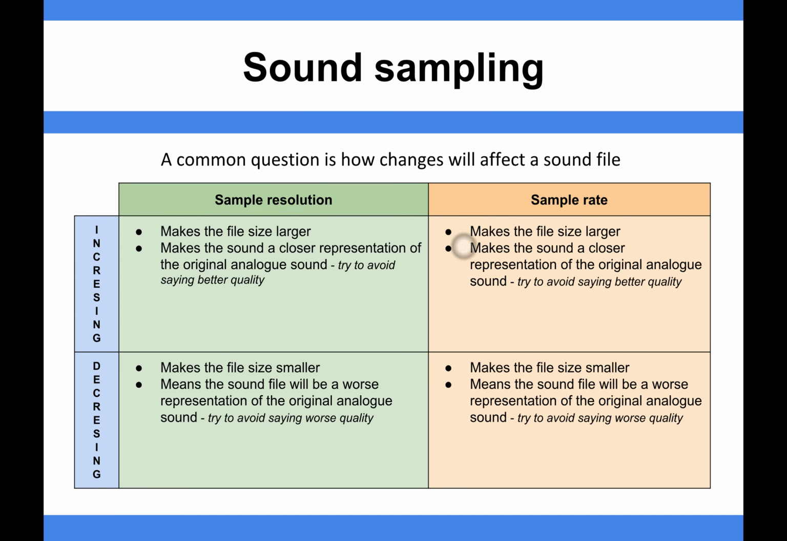Then sample rate. If I increase the sample rate, that's how many samples I take per second of my sound, it makes the file size larger, but it also makes the sound a closer representation of the original. And again, decreasing it would make the file size smaller, but it means the sound file will be a worse representation of the original. They don't like just saying worse quality, they like saying a worse representation of the original, because everything with sound, you're just trying to represent that analog sound wave as best you can.